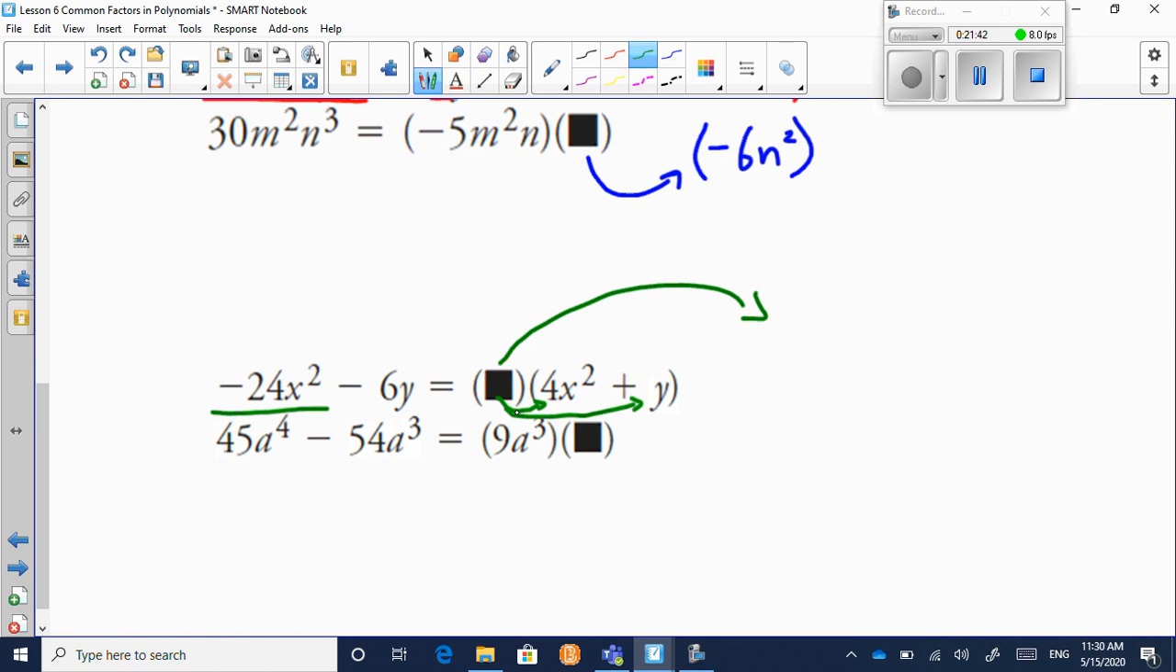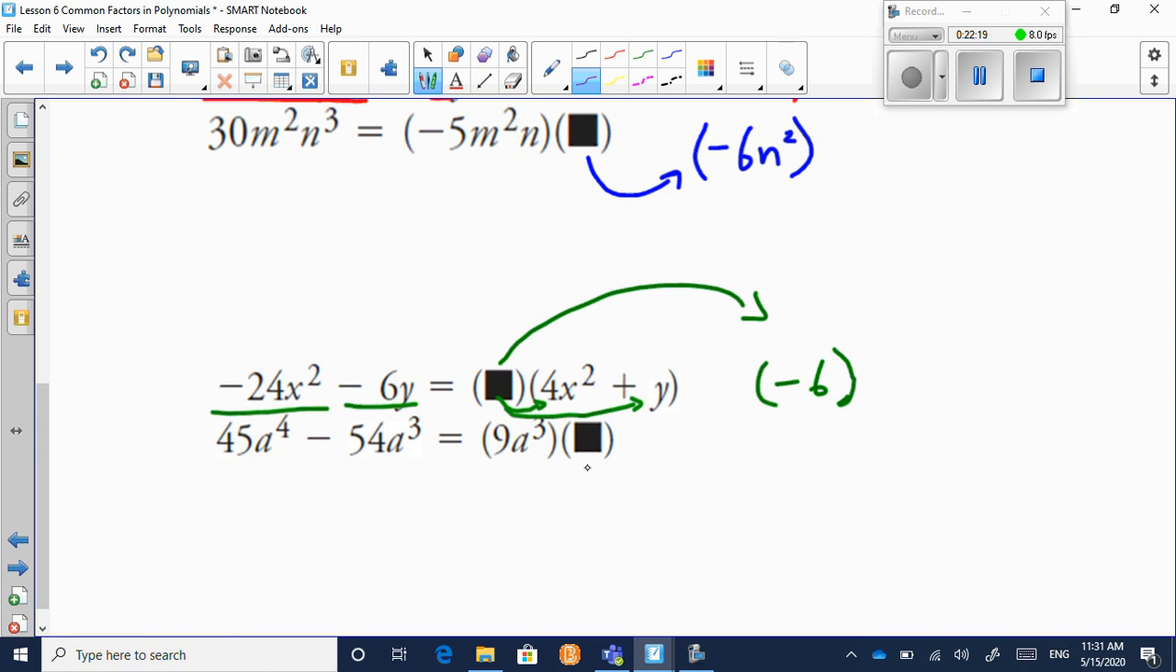I'm going to come over here and say this is what would be in the box. Well, 4x squared times 4 times what would give you negative 24? Well, that would be negative 6. And then what times x squared would give you x squared? Oh, good, I don't need any x term. All right, let's see if it works for the second term. So negative 6 times y. Oh, good, yeah, it's negative 6y. So in this case, the box is just a number. It's just negative 6. Okay, let's try this again for this one down here.